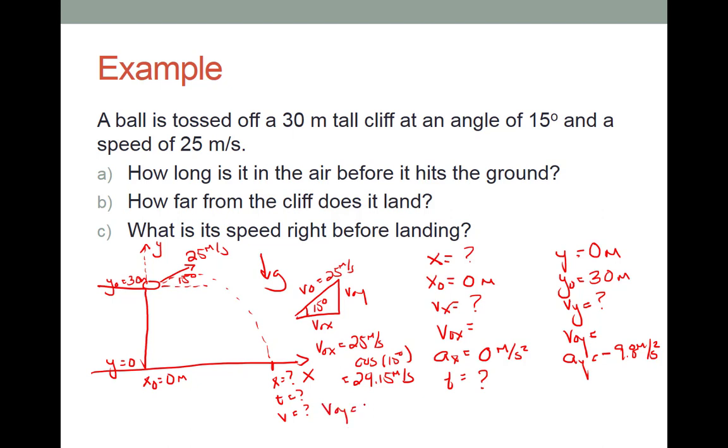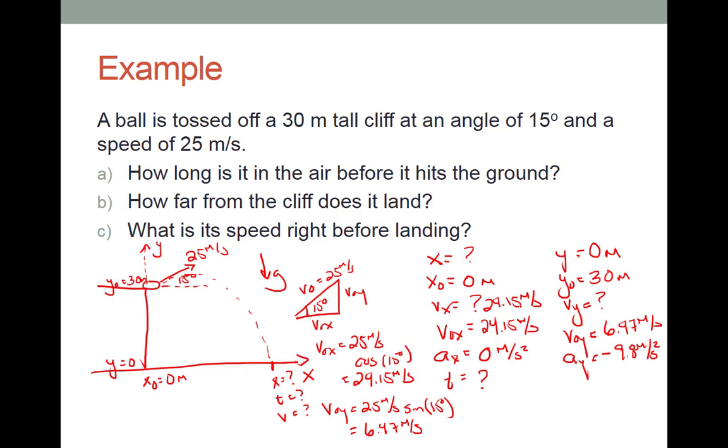Similarly, V naught y will be 25 meters per second times the sine of 15 degrees because it's on the side opposite. And that equals 6.47 meters per second. So I can plug this information in now. And that was 24.15. I can also say, hey, look, horizontal acceleration is 0. Therefore, I can answer this question already. What is the x component of the final velocity? It's 24.15 meters per second because horizontal velocity has to be constant.